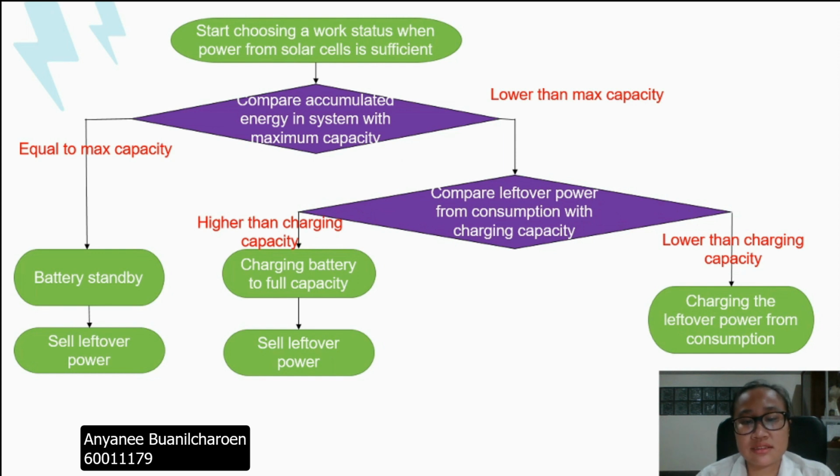In this flowchart, it shows how the system shows the working status when power from solar cells is sufficient for consumption. The system will be either in standby or charging mode, depending on the remaining reserve energy and the battery's charging capacity rate. The power that cannot be charged will be sold to the electricity authority.